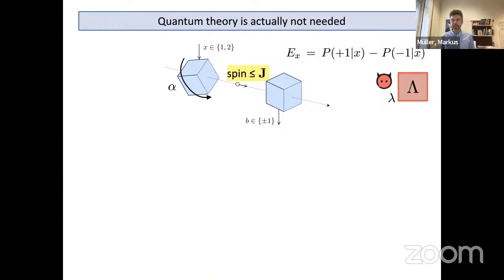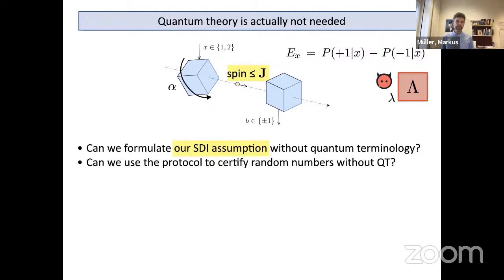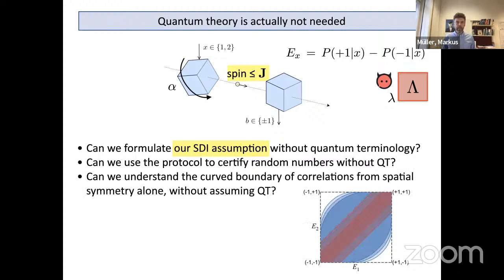Let's drop quantum theory. The claim is that quantum theory is really not needed to understand this result. Now, when I make this claim, this consists of a couple of intermediate claims. So first of all, we have to say, what does spin less than or equal to J mean if we don't have quantum theory? So the first question is, can we even formulate our semi-device independent assumption without using quantum terminology? And then when we do this, can we actually use the protocol to certify random numbers without assuming quantum theory? And can we understand this curved boundary of correlations here, perhaps also without assuming quantum theory, just by the spatial symmetry of the setup?